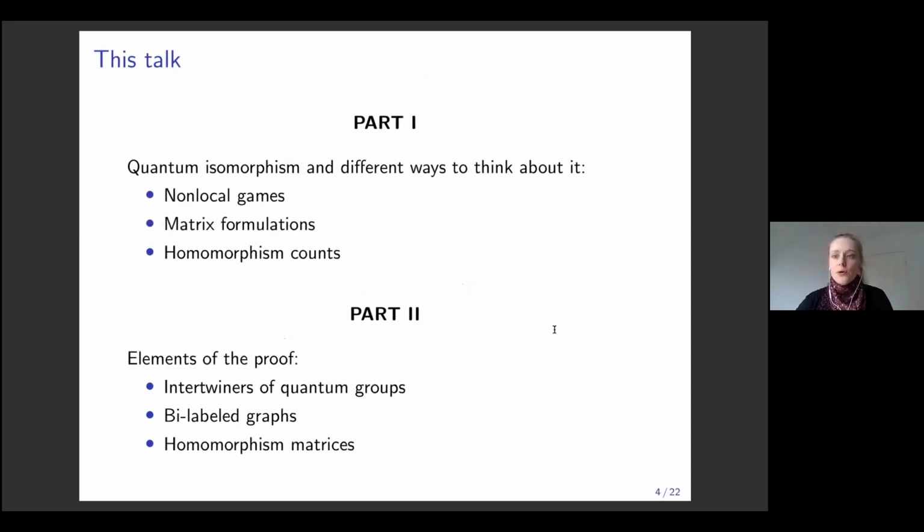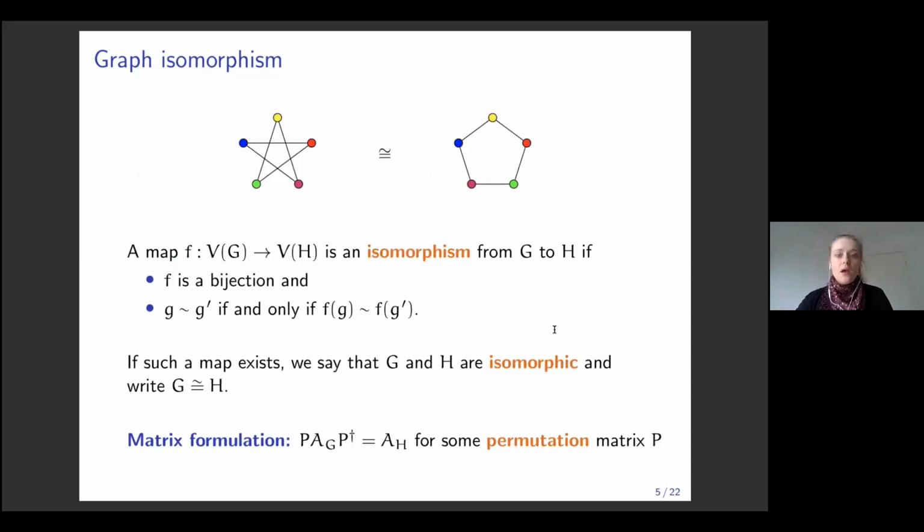All right, so roughly my talk will have two parts. In the first part, I'm going to introduce this notion of quantum isomorphism, and I will show you how we can look at them from these different perspectives. And in the second part, I'll try to give you some glimpse behind the scenes, sort of what goes into proving this combinatorial characterization of quantum isomorphism.